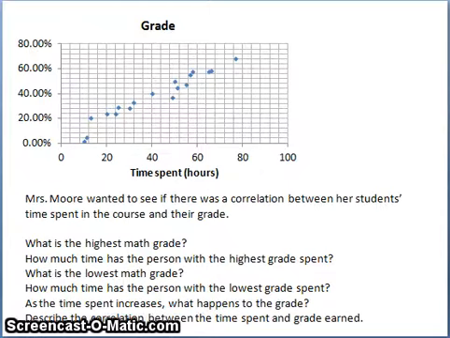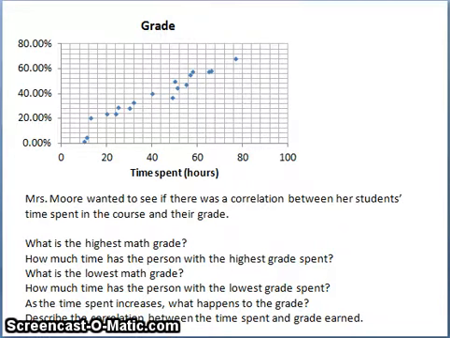Okay, here is another kind of chart or graph. This is a scatter plot, and this is not exactly what our class grades and hours look like, but this is actually close enough, so I thought that this would be hopefully educational. Mrs. Moore wanted to see if there was a correlation between her students' time spent in the course and their grade. I can tell you, yes, there is.